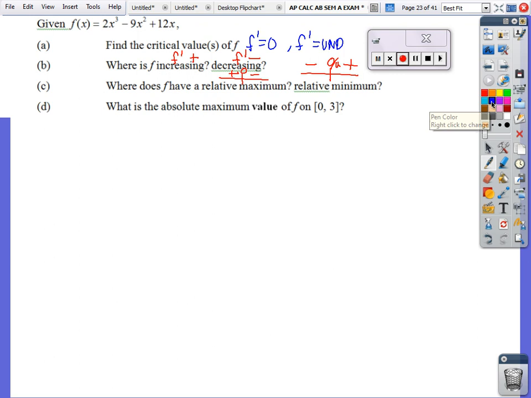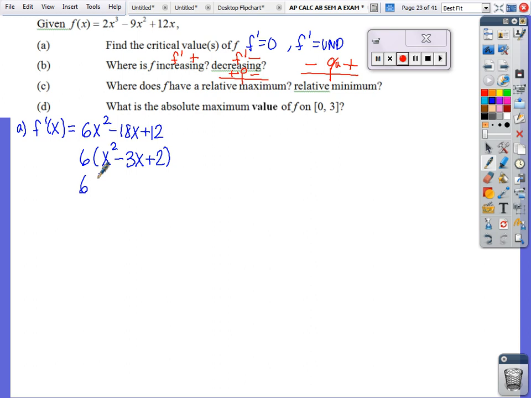So part A, finding the critical values, I would find the derivative set equal to, let's see, 6x squared minus 18x plus 12. I can factor that, so I'm going to factor out a 6. I'm going to factor it one more time. And then set equal to 0, I get x equal to 2 and x equal to 1. So my critical values are there in part A.